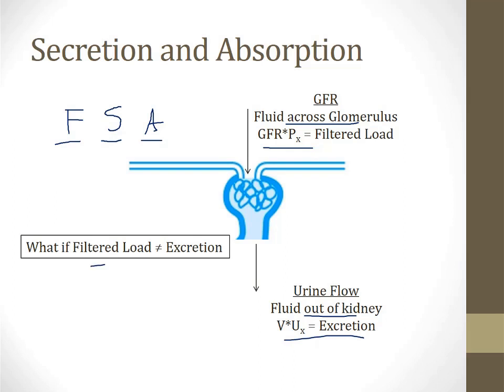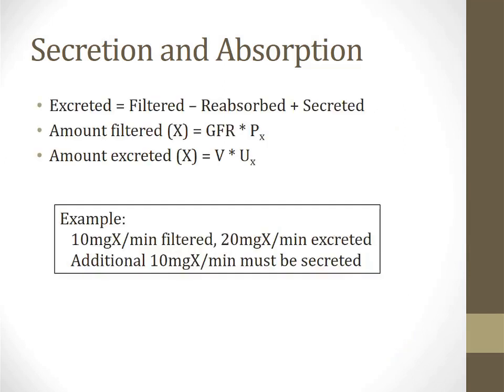What if the filtered load doesn't equal the excretion rate? This must mean that there is some secretion or absorption that is modifying the amount of that substance going out, such that the amount going out is not the same as the amount filtered. And this is the effects of secretion and absorption by the nephron. So just to summarize, the amount of a substance excreted is equal to the amount filtered minus any that is reabsorbed plus any that is secreted.